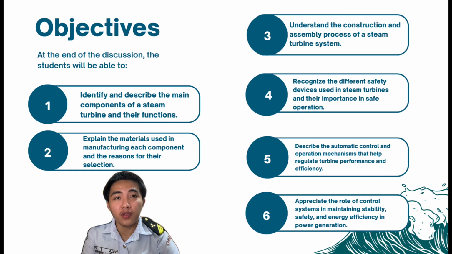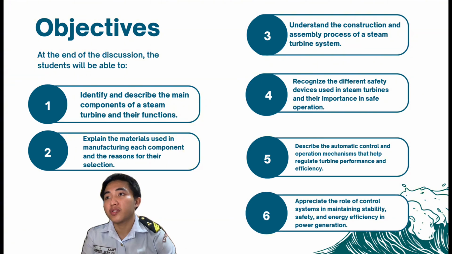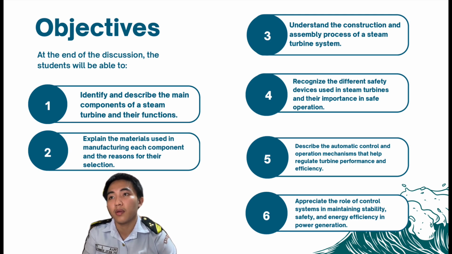These are the objectives. At the end of the discussion, the student will be able to: number 1, identify and describe the main components of a steam turbine and their function. Number 2, explain the material used in manufacturing its components and the reason for their selection. Number 3, understand the construction and assembly process of a steam turbine system.